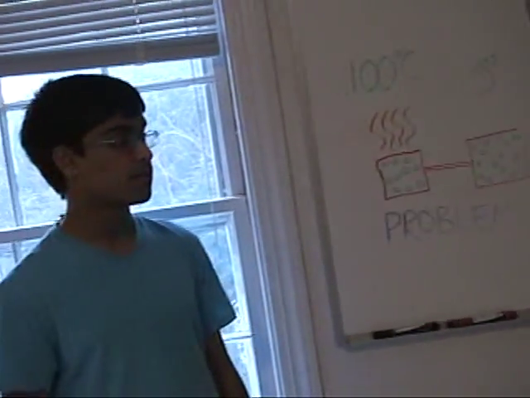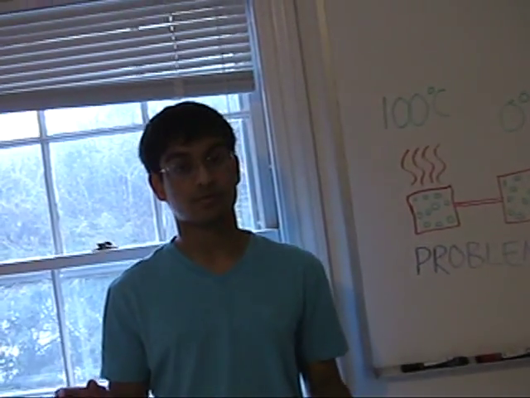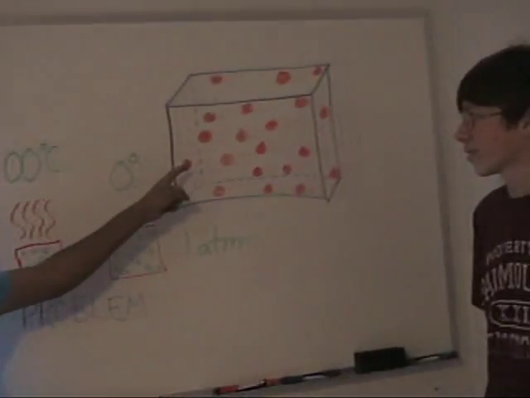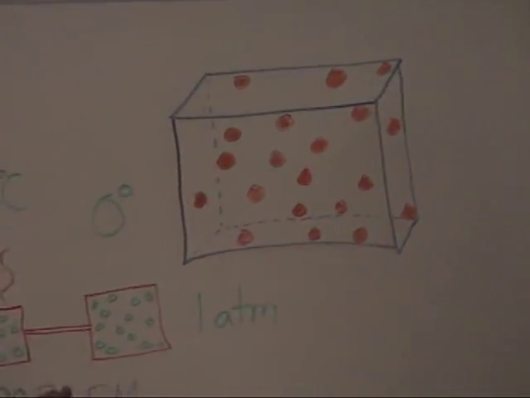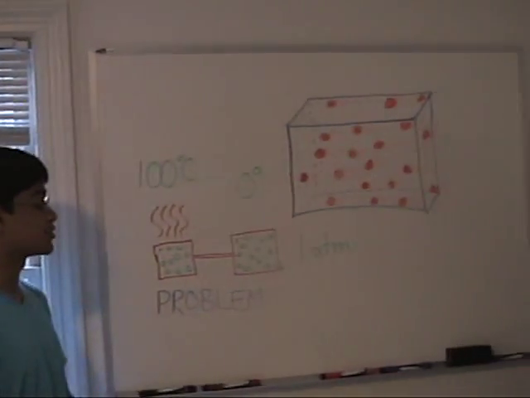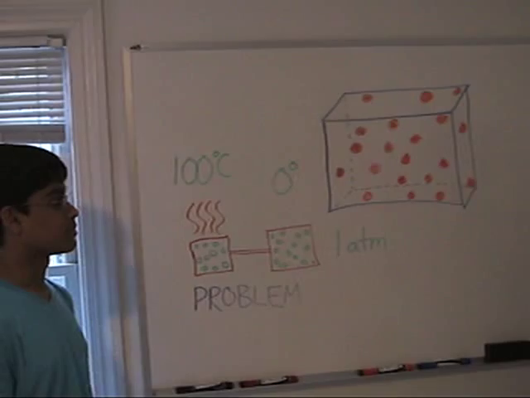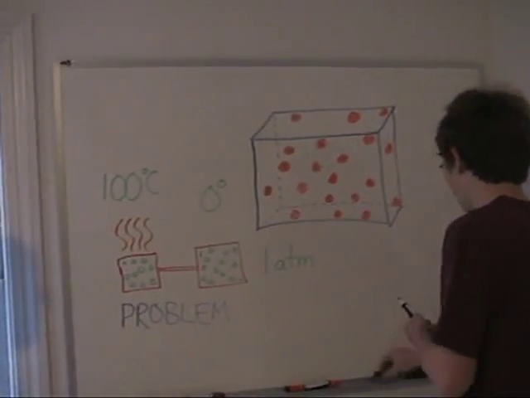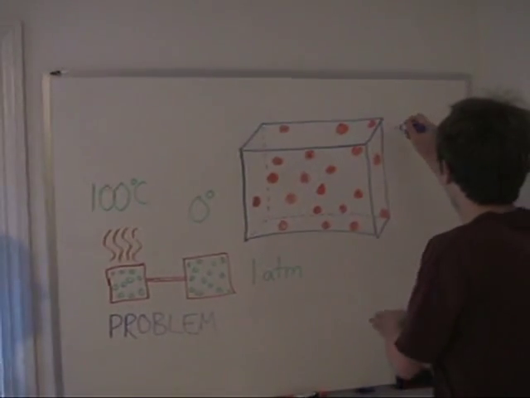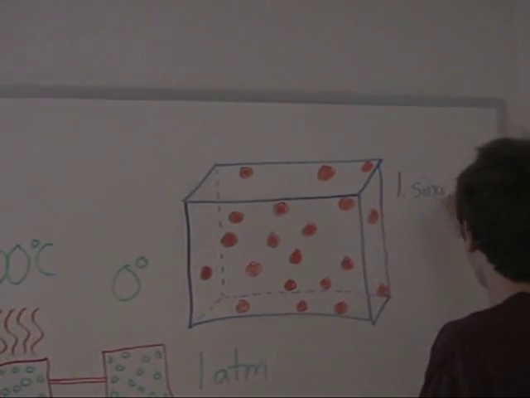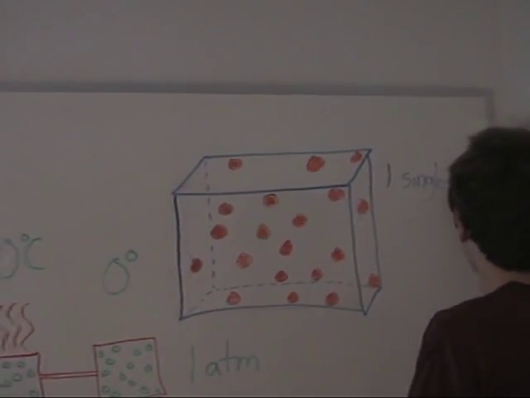Before we start talking about the problem, let's go over some background information. First, what is an ideal gas? An ideal gas has specific properties. One being it has single atomic molecules. The other, would you like to write that down? Okay, sure, Raj. Okay, single atomic molecules.